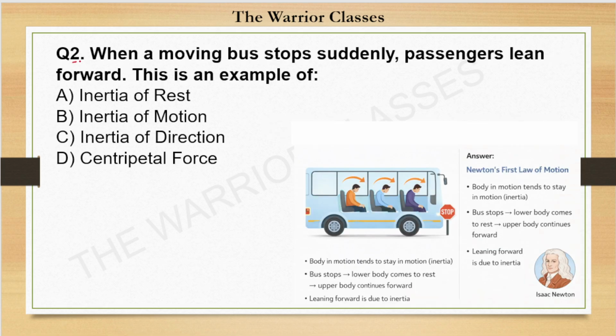Now question number 2 here is when a moving bus stops suddenly, passengers lean forward. This is an example of... the correct answer of the question will be option number B, inertia of motion. The body in motion wants to stay in motion even when the bus stops. Therefore, the persons lean forward when the bus suddenly stops. This is also called Newton's first law of motion.